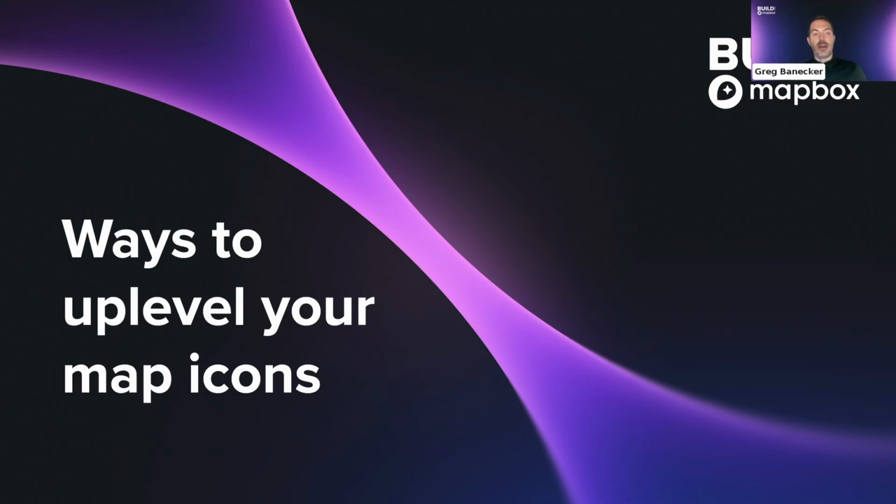So with that story, and taking some of the things that TripAdvisor was able to implement on their map, let's talk about some of the ways that you can up level your map icons. I'm going to introduce each piece of functionality, but then I'm going to pass it off to Mira afterwards, and Mira's going to demo how you can actually do this yourself on your map.